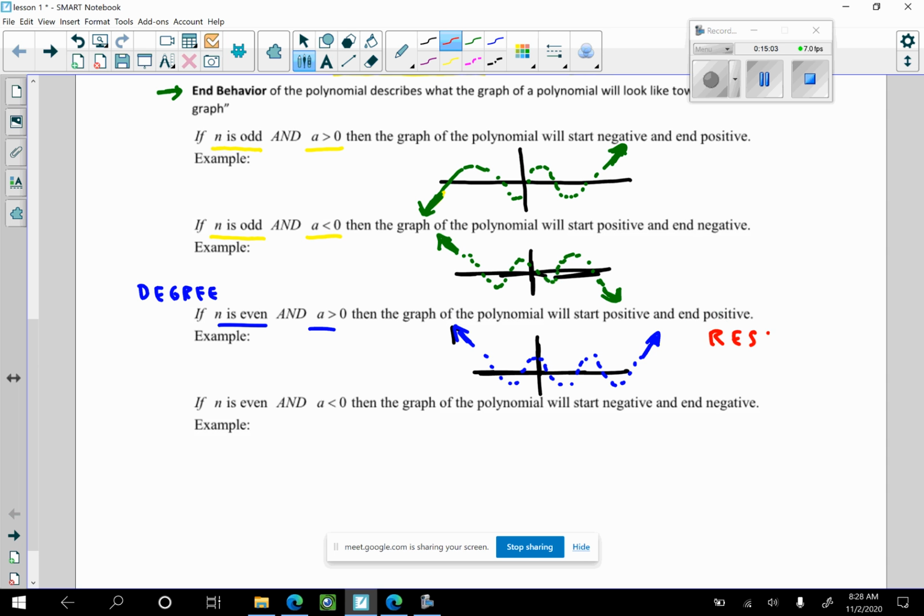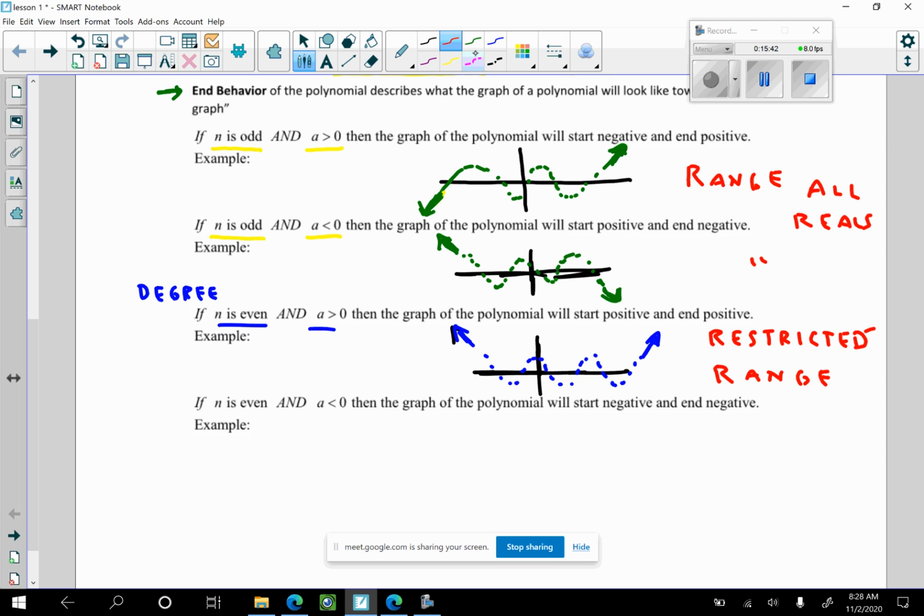There has to be a restricted range. The range can't be all real numbers. On the two odd-degree examples, the range is all reals. This one has to have a restricted range. We know on both of these the domain is all reals because that's a property of polynomials.